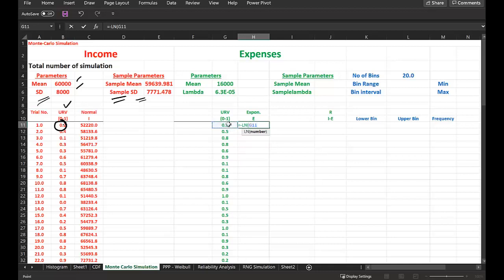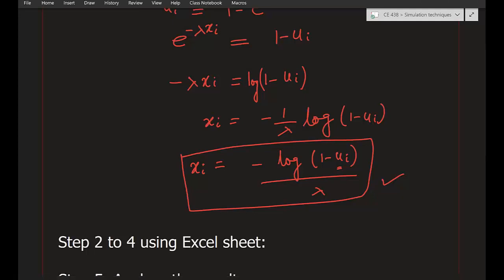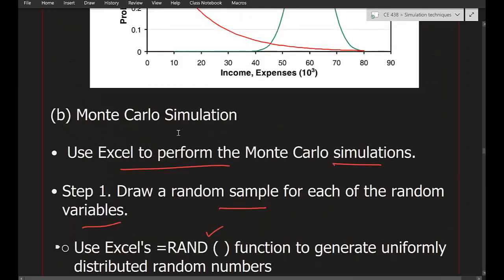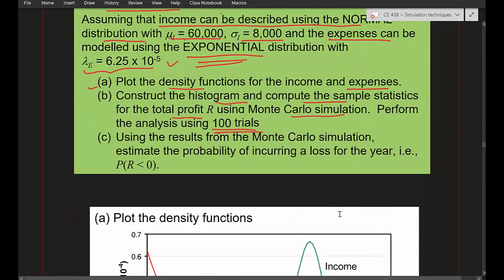and this number is 1 minus ui, so this is 1 minus ui, which is this value, and then I have to divide this by lambda, so there is a negative sign, and this is divided by lambda. So we already have this lambda value, that is 6.3 into 10 to the power minus 5. If you remember, the lambda value in this problem is given, that is 6.25.